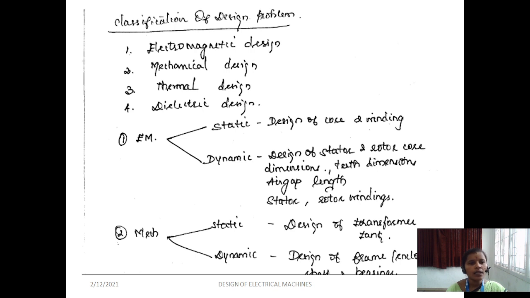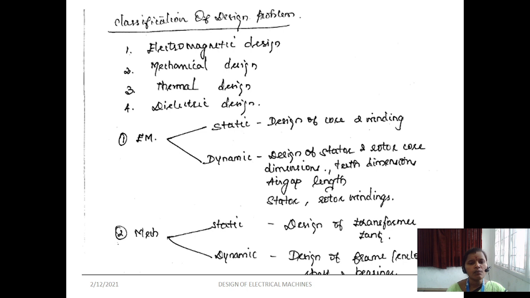Here, in electromagnetic design, we categorize the designs under static and dynamic again. What parts fall under electromagnetic design? In the transformer, the core and winding fall under static. In dynamic, you have the winding setup, which is the stator winding and rotor winding, and the electromagnetic design is the design of stator and rotor core. In turn, it can also be given as stator and rotor windings.